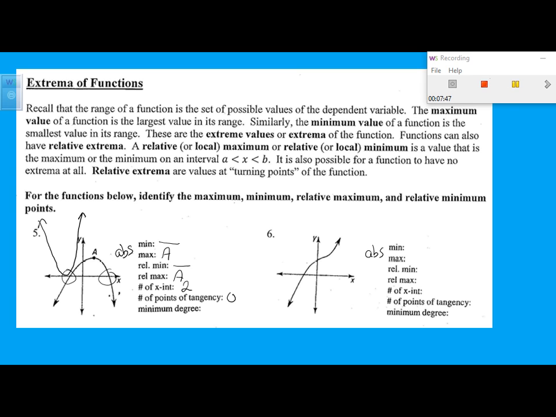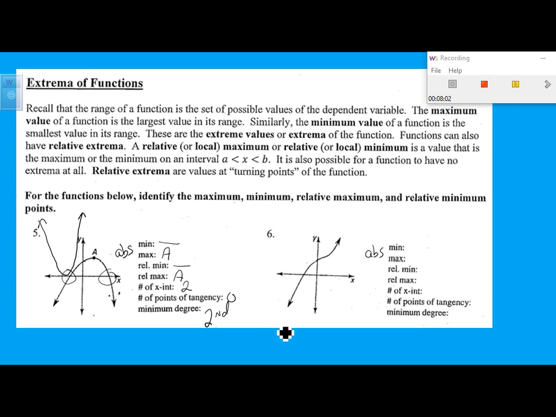The minimum degree of this, since the branches are going the same direction, it's got to be even, and it's got one turning point. Add 1 to that, so this must be a second degree polynomial. That's the minimum it could be. Let's pop over to number 6.